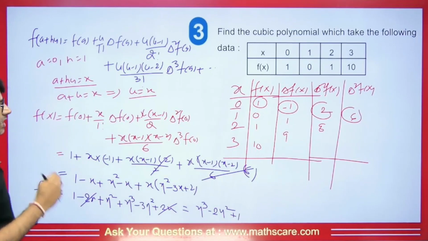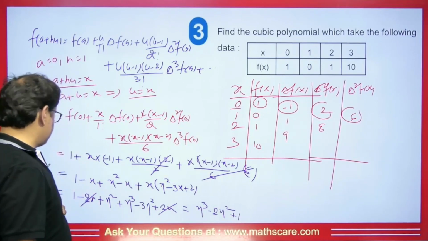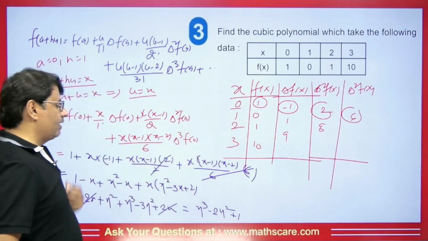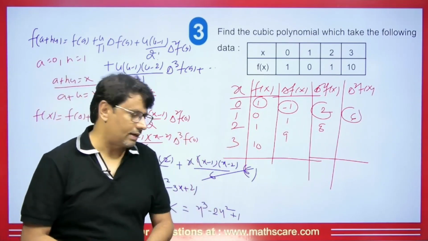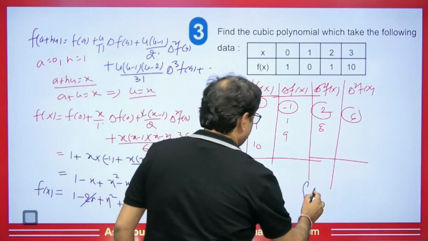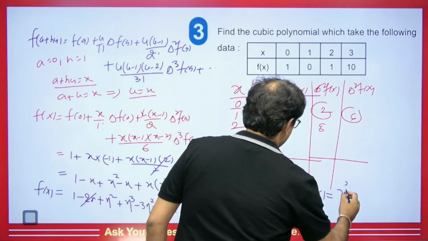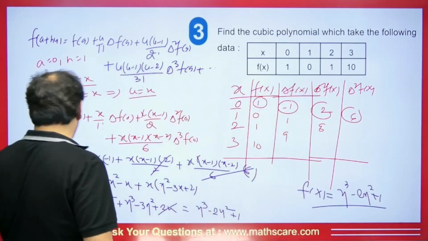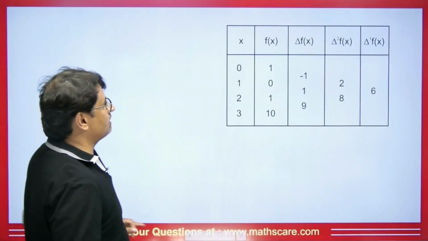If you want to check if there is any mistake or not, if you put 0 in place of x, it's 1. If you put 1 in place of x, then the result is 0. If we put 2, then it will be 1. So this satisfies the table. So this is the answer. We will get f(x) equal to x cube minus 2x square plus 1. That's the answer. So we can solve this equation very easily like this.